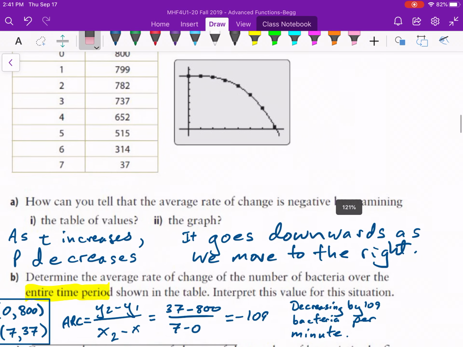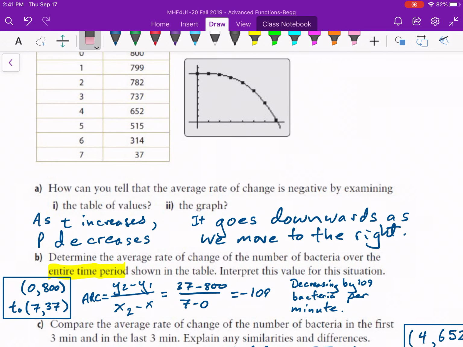From the graph, we can tell that the rate of change is going to be negative because the graph is going downwards as we move from left to right. If I pick any 2 points along here, randomly, the one on the right is always going to be lower than the one on the left, so it's always going to have a negative slope. And that's not just for those 2 points, but for any 2 points that I choose. A negative slope corresponds to a negative rate of change.